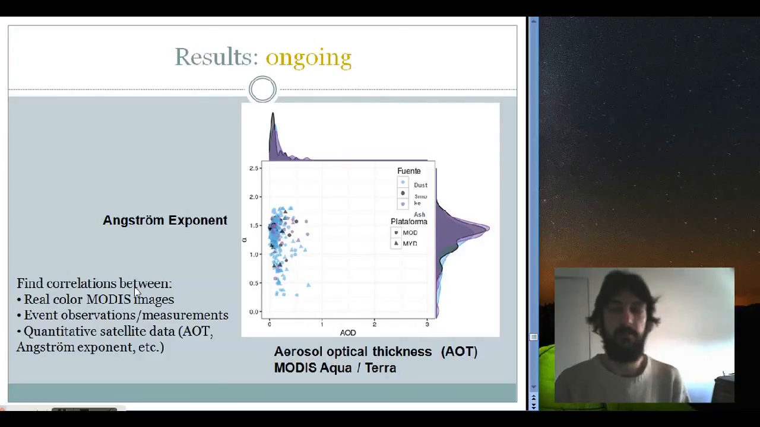To make that more certain, we're going to look for correlations between quantitative data from satellite products and compare with event observations, both from satellite images and local observations, so we can be certain of what kind of particulate matter we are looking for at different dates on this ice core, right?